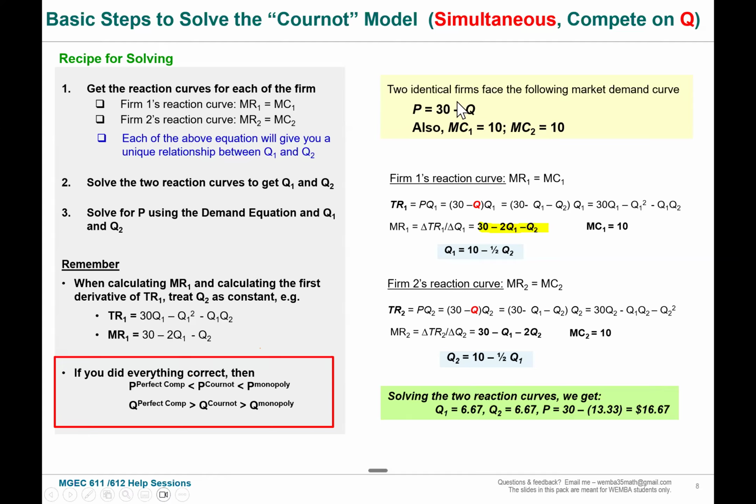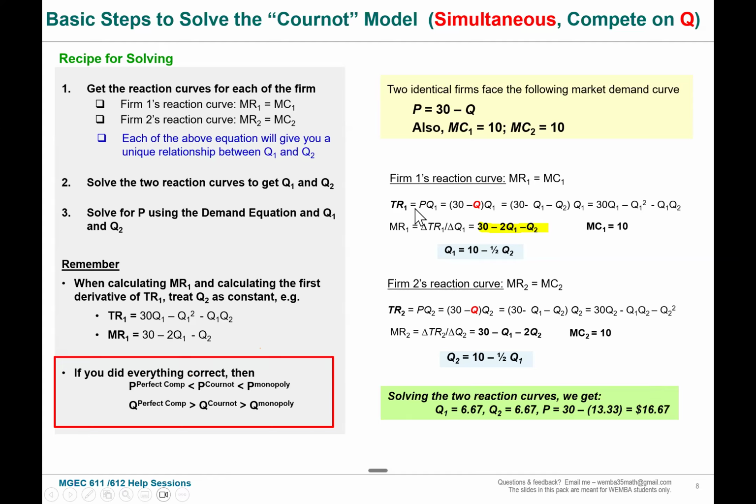That's really the thing. So in the Cournot case, we know a recipe. A recipe is, get the reaction curves of the two firms. In this case, firm 1's reaction curve is MR1 equal to MC1. So we have to calculate this. MC1 is given to you as 10. The trick here is, how do we calculate MR1? So pay attention.